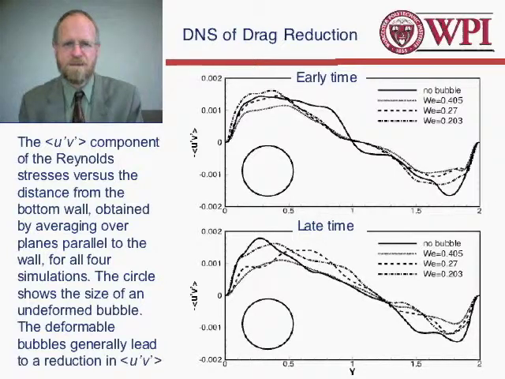At the first time, there aren't very many changes in the Reynolds stresses, but at the later time, the bottom slide, we do see some reduction in the Reynolds stresses that corresponds to the most deformable bubbles, therefore suggesting that it is the reduction in turbulent transport of high-speed flow toward the wall that causes the drag reduction. However, the highest Reynolds stress is actually for the flow without bubbles, and there isn't much change in Reynolds stresses for the flow of the less deformable bubble, which actually leads to drag increase.